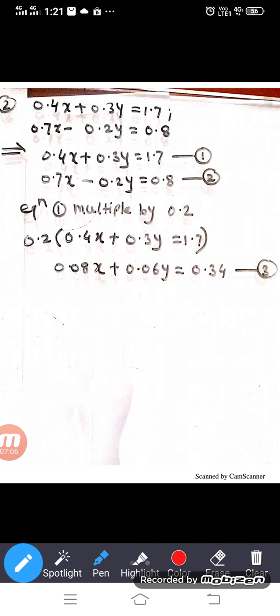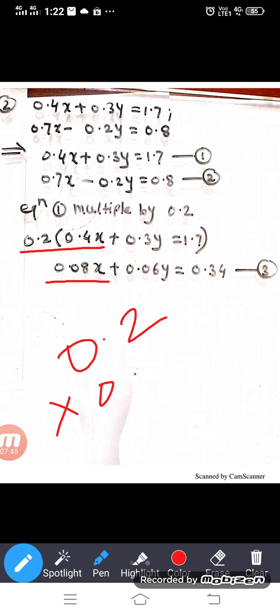Equation 1 multiply by 0.2, then we get 0.2 multiply equation 1, 0.4x plus 0.3y is equal to 1.7. 0.2 into 0.4 is 0.08x plus 0.2 multiply 0.3y, then we get 0.06y is equal to 0.2 multiply 1.7, which is 0.34. Here we multiply 0.2 and 0.4x, then we get 0.08x.